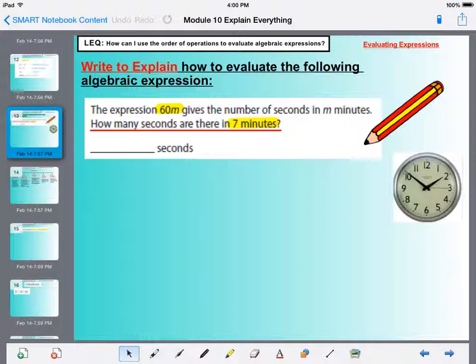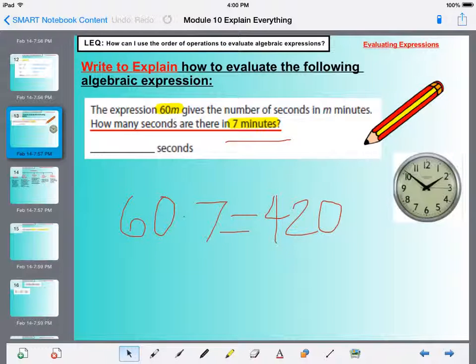In this slide, I asked you guys to write to explain how to evaluate this algebraic expression. The expression was 60m, where your variable is m and your constant is 60. It gives the number of seconds in m minutes. So how many seconds are there in 7 minutes? Well, you know that the constant is 60, and I'm going to take 60 and multiply it by my variable m. In this case, they gave me m equals 7. And so 60 times 7 equals 420 seconds in 7 minutes.